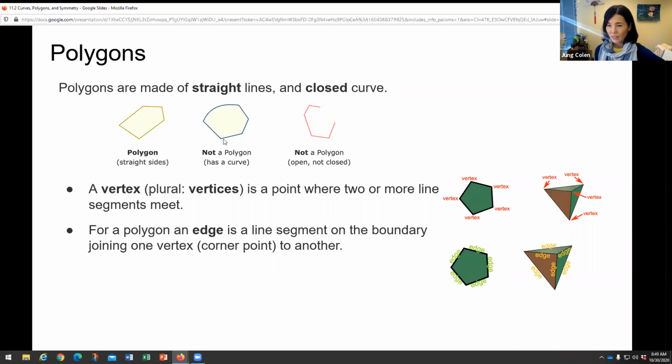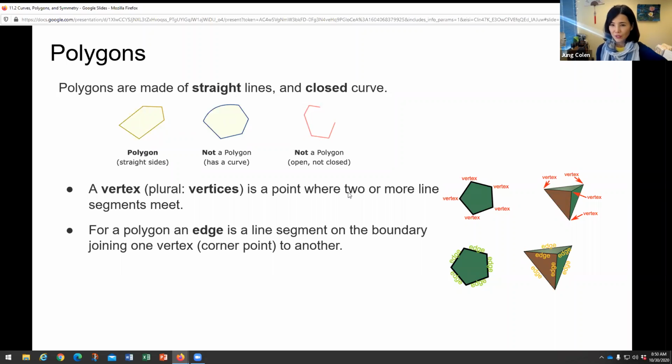How about this one? It is closed, but it's not straight here. It is curved, right? Round. So we cannot say this is a polygon. This is not a polygon as well. Every edge is straight, but it's not closed. So it's not a polygon.